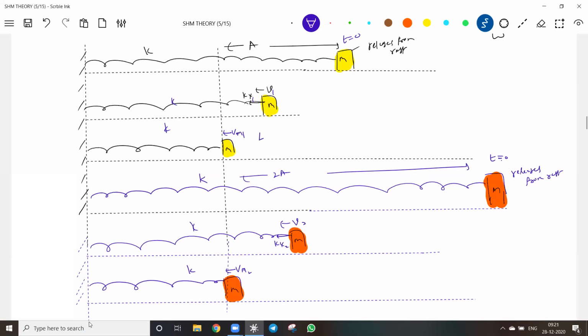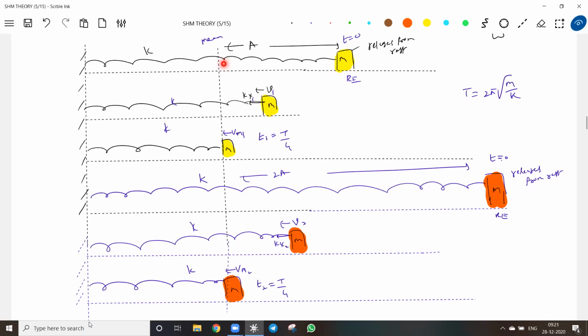What is the time it will take to reach from the extreme to the mean position? Because it is released from rest, this will be the right extreme and this will be the mean. Will both blocks take the same time to reach the mean position? Both will take the same time, T by 4. So what can you conclude now? The time period is independent of the amplitude of oscillation.